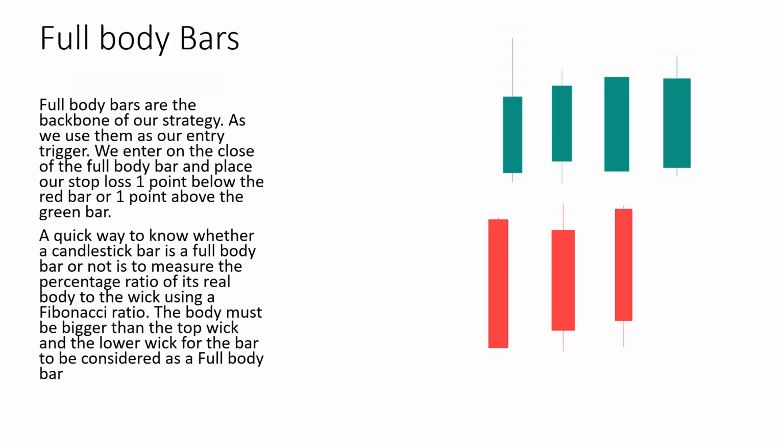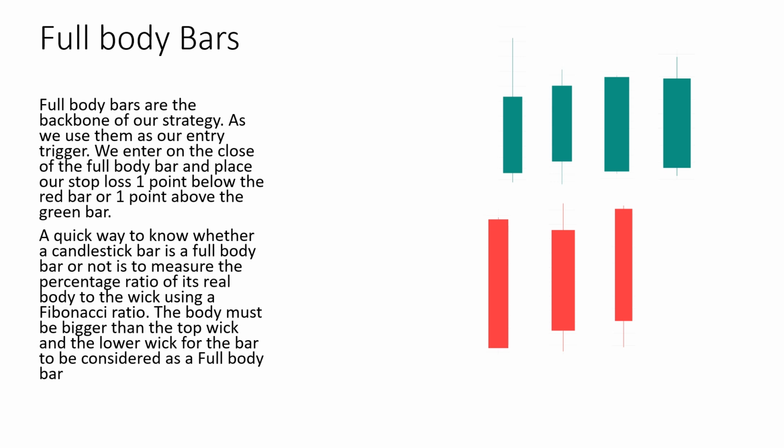So now we will be talking about full body bars. Full body bars are just, as I say, they have a body bigger than its wicks. That's it. Simple. They have a body bigger than its wicks. That's it. Done right there.